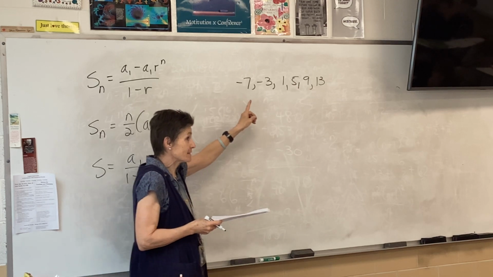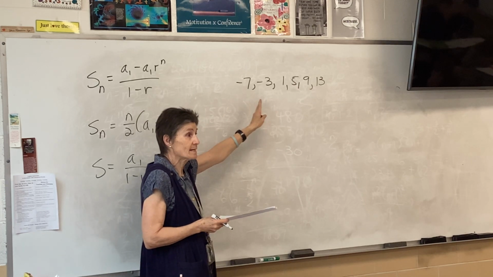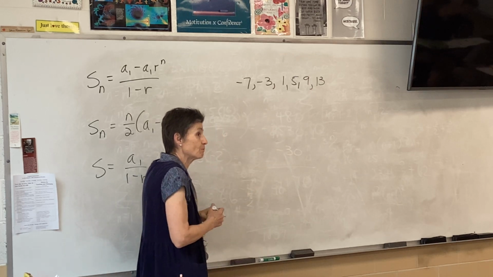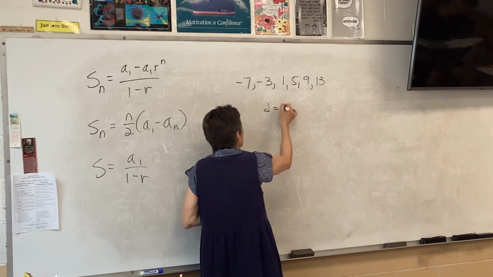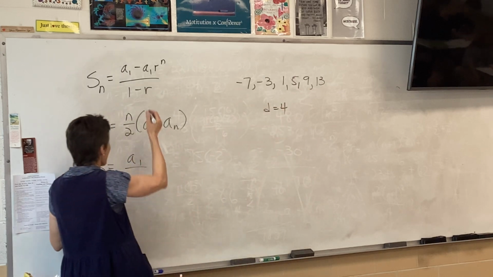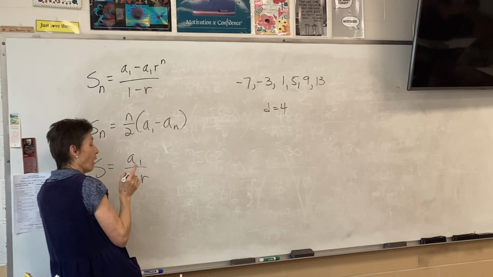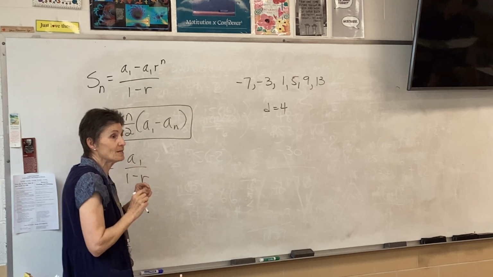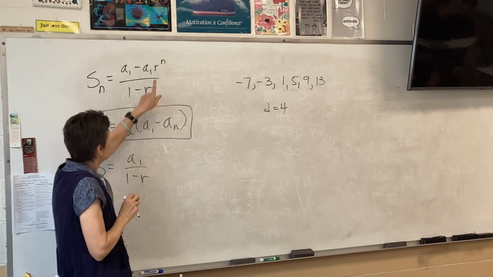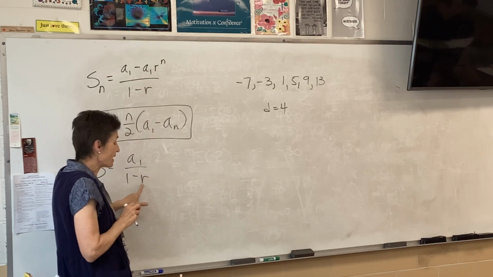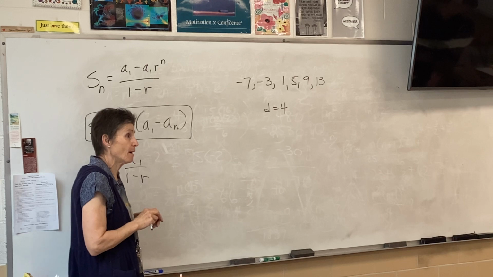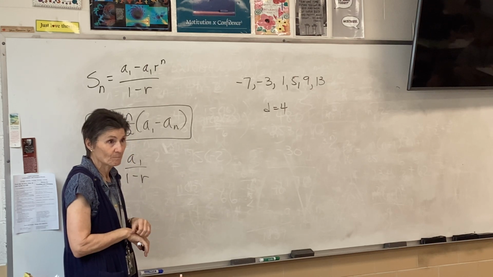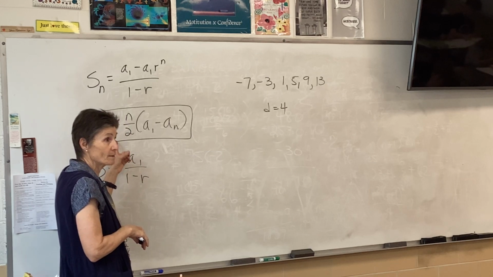What kind of a sequence is this? What kind of set of numbers is that? Arithmetic with a common difference of 4. Now, of the formulas that we have over here, only one of them is arithmetic, and it's this one. There should be no confusion in your mind. See that R? See that R? R stands for common ratio, and common ratios are geometric. So this is my arithmetic formula.